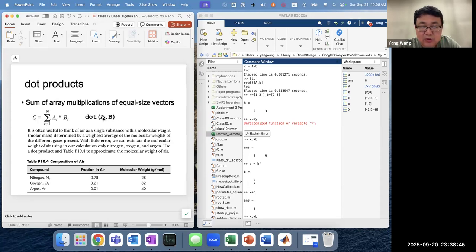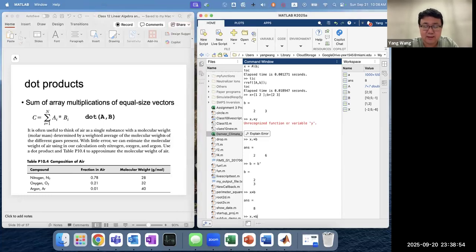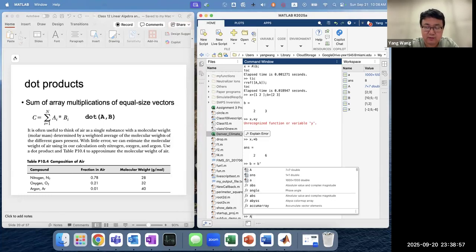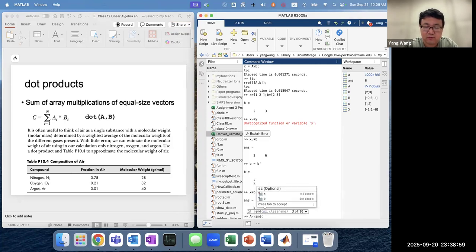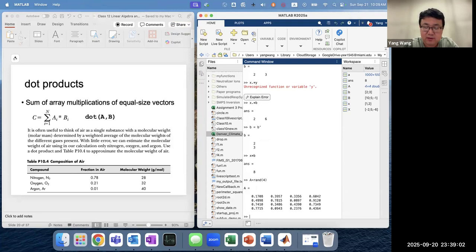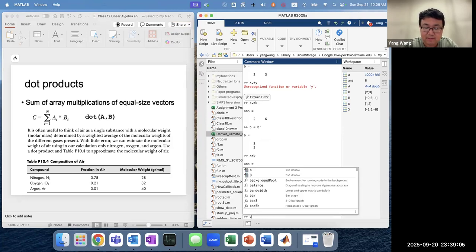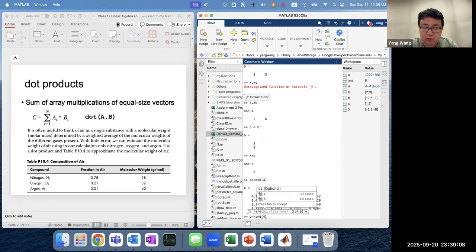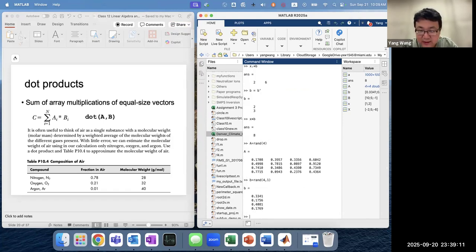So A here can actually be a matrix, and B can be an array. So let's say we have A defined as a 4 by 4 random number, and B being an array, a random number 4, 1. If you want to get the summation of this row multiplied by this column, second row, this column, third row, this column, fourth row, this column, and then get the summation, you can just do dot A, B.